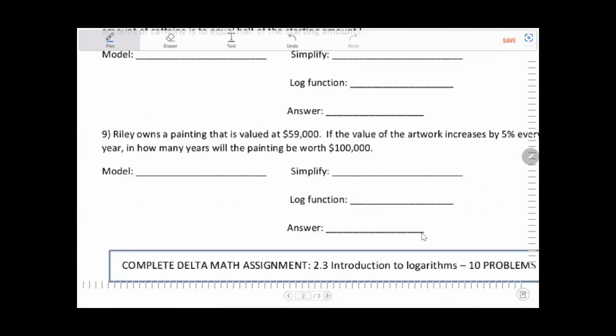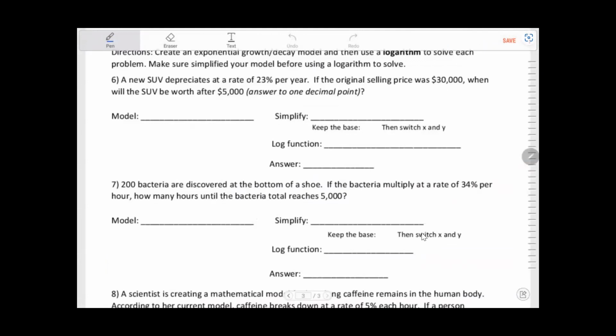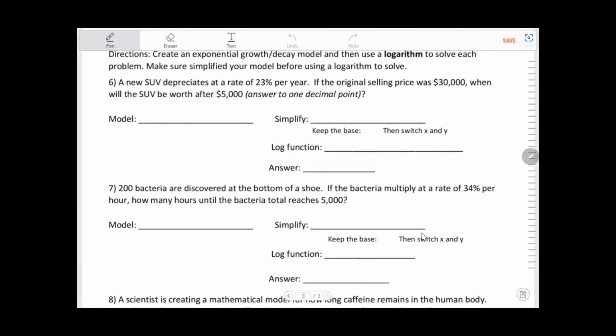And we'll go to the back here. We'll do a couple of word problems. If you remember, these are from last week. You already did these, so you already figured out what this model was. And the model was, except we're going to say y equals this time.